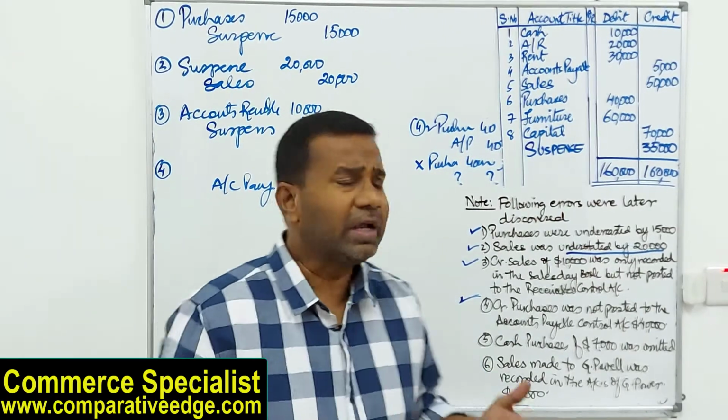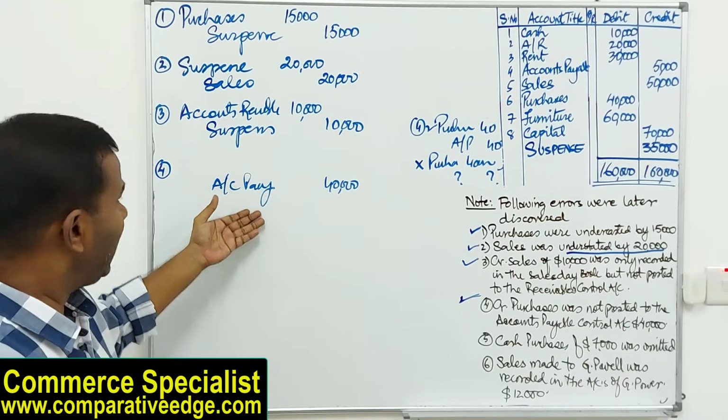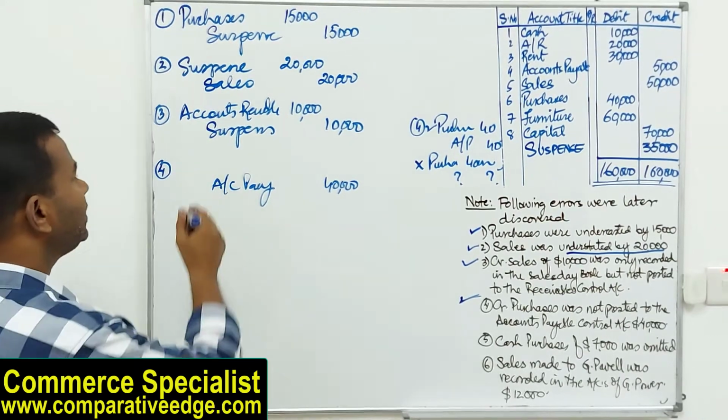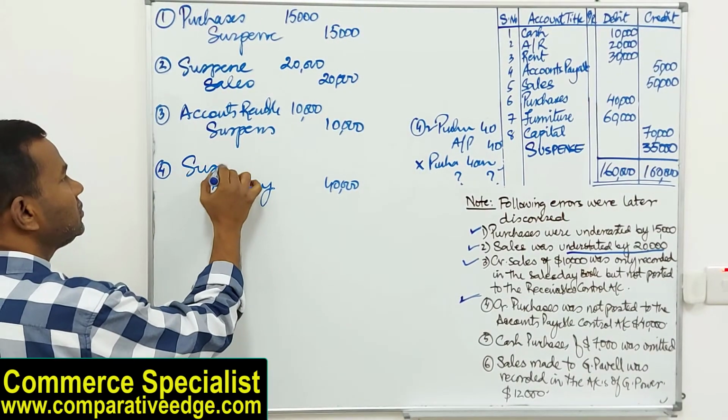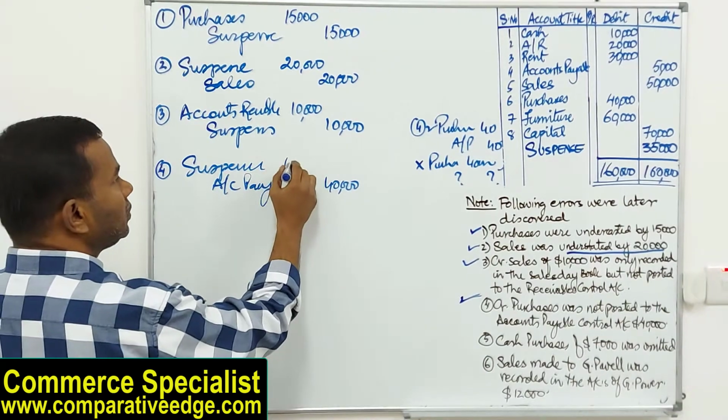So now what to do? I can't leave it like this. I have to have a debit. What to debit? Suspense. 40,000.